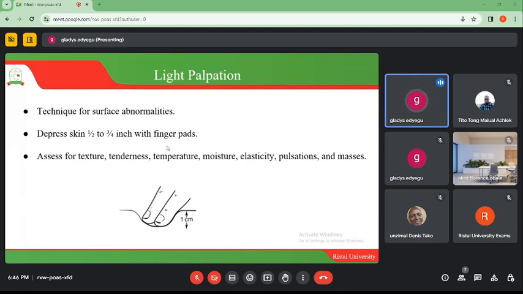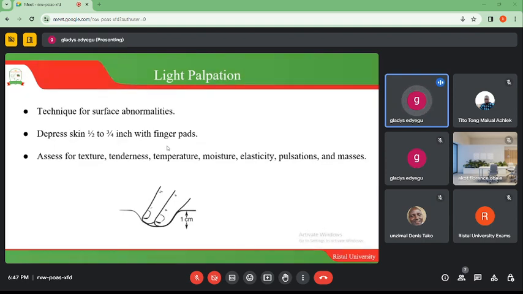So assess for texture. When you touch this patient, you can also assess the texture. When you're doing palpation, you can identify tenderness in those different areas. You can assess for temperature at the same time. If the patient is hot, you can identify. If the patient is moist, you can also tell that this patient is moist. And then elasticity of the skin, with which we are able to rule out dehydration. When the skin is too inelastic, you pull the skin and it goes back very slowly. That means the patient is dehydrated. So you can also do that during that time.